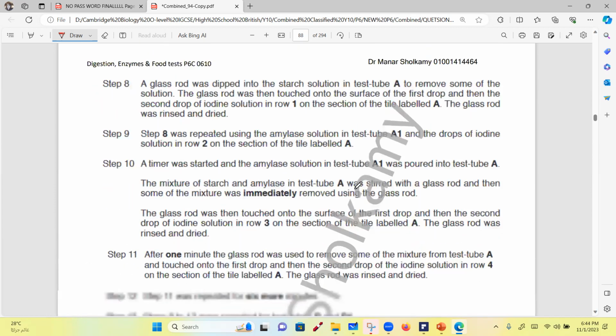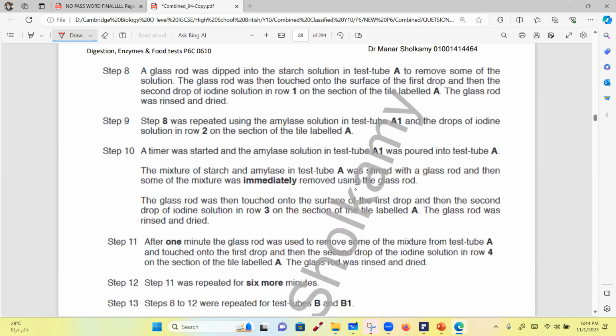A glass rod was dipped into the starch solution in test tube A. So put in mind, don't forget, test tube A, only starch. We still did not mix anything. To remove some of the solution, the glass rod was then touched onto the surface of the first drop and then the second drop of iodine solution in row 1 on the section of the tile labeled A. The glass rod was rinsed and dried.